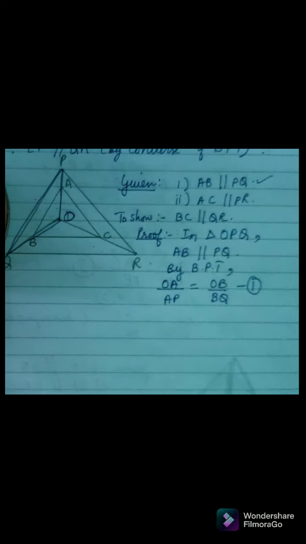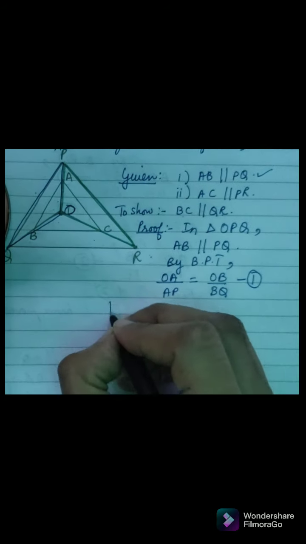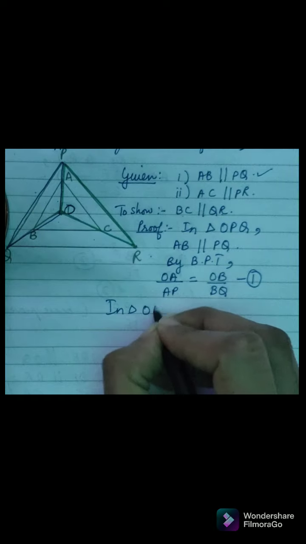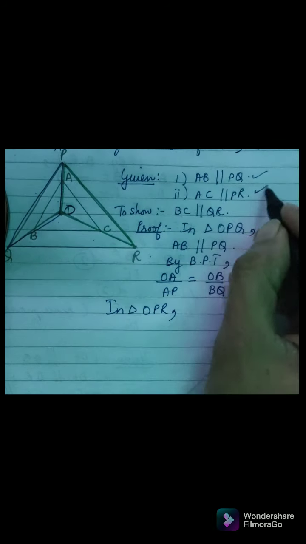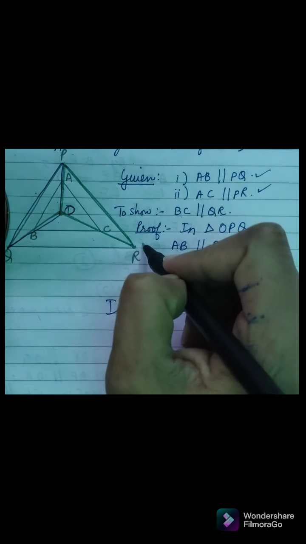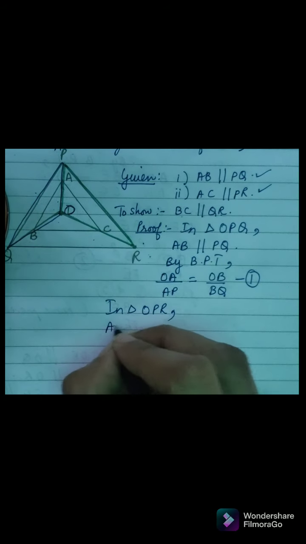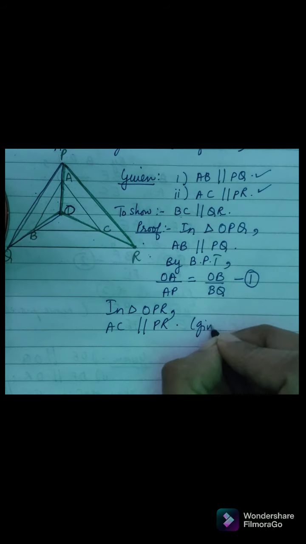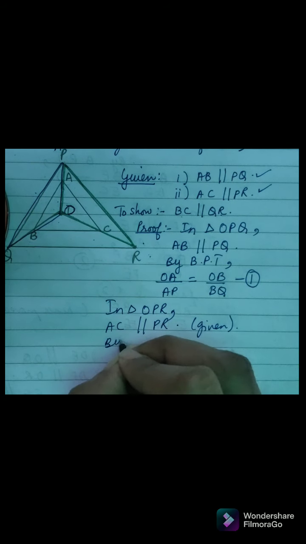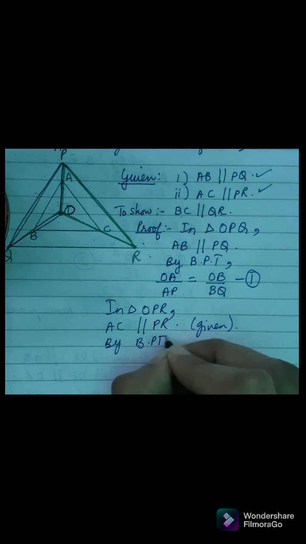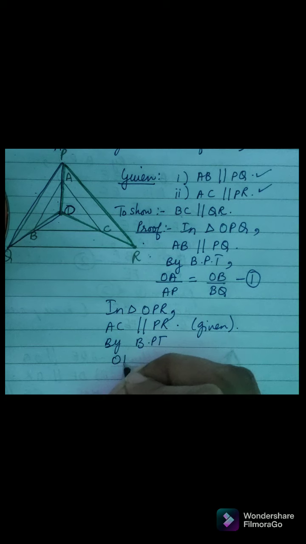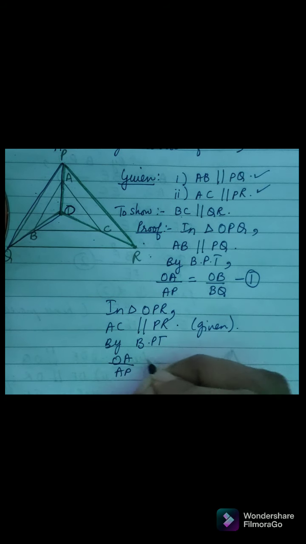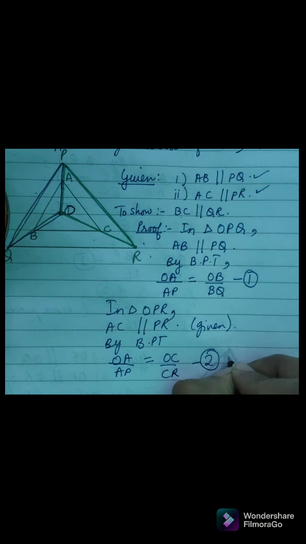Now I'm going to take triangle OPR, the second one, AC parallel to PR. Yes, so AC is parallel to PR. This is again given to us. Therefore, what we can say by BPT? By BPT, we can say OA upon AP is equal to OC upon CR. I'm going to mark this as 2.